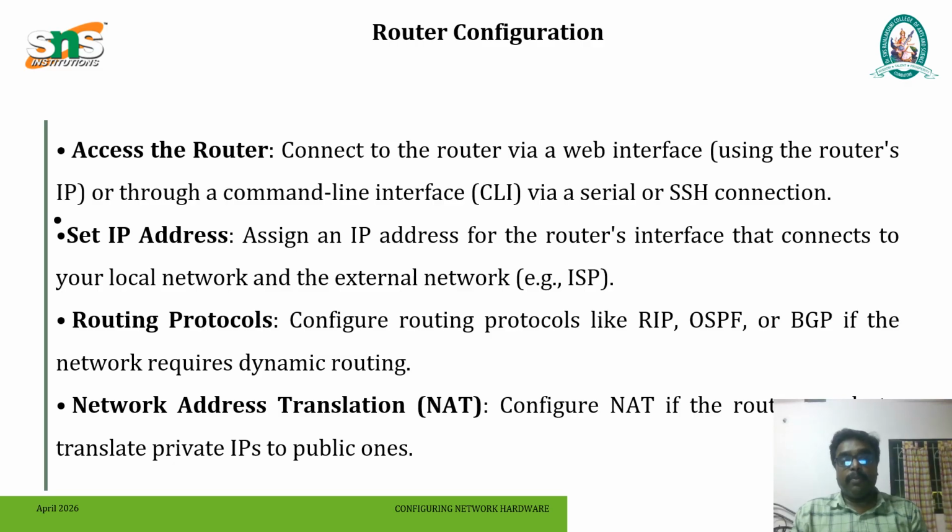Next comes your routing protocols. We have to decide what type of routing protocol we are going to use. We can use either the Routing Information Protocol, RIP, or Open Shortest Path First, OSPF, or the Border Gateway Protocol. Separate algorithms are involved in the routing process. Each has its own merits and demerits, and each has its own performance issues also. So based upon the nature of our network, we have to decide what type of protocol we are going to use.